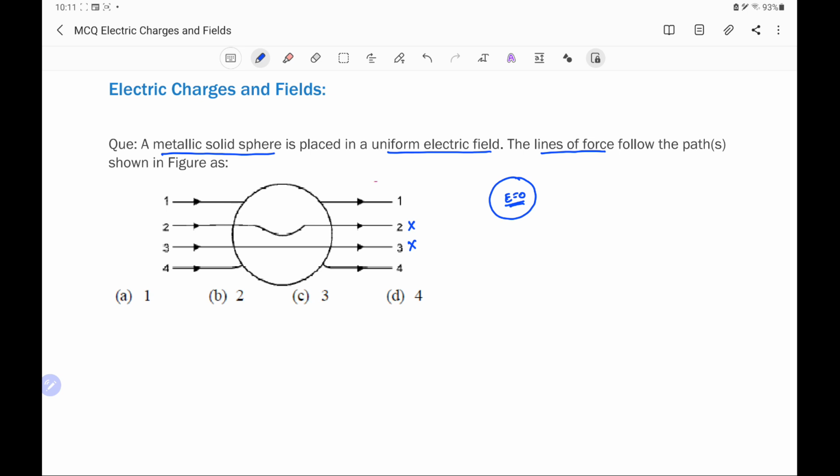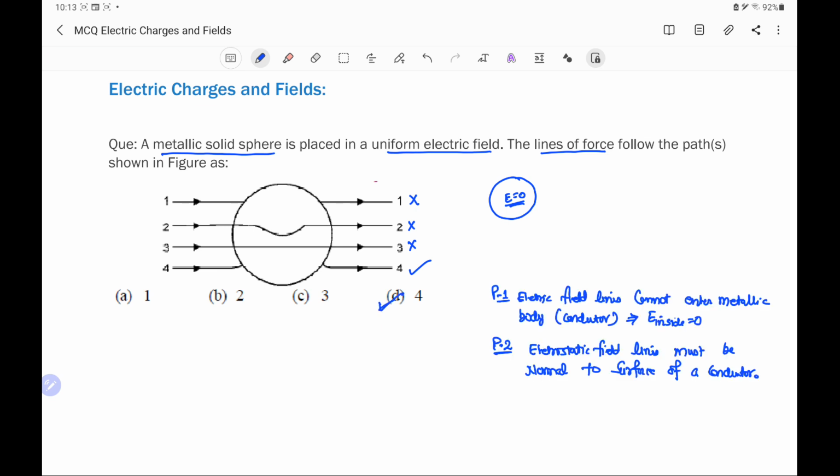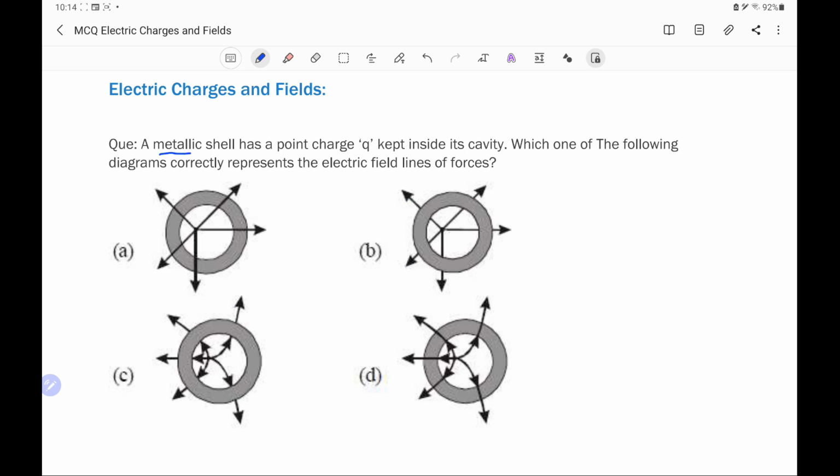Also, the field lines are normal to the surface. Therefore, option 1 is also wrong and option 4 is the correct option. Therefore, option D is the correct option. So, the properties used are, first, electric field lines cannot enter the metallic body and hence electric field inside the metal is zero. And another property used is that electric field lines must be normal, that is perpendicular, to the surface of the conductor.